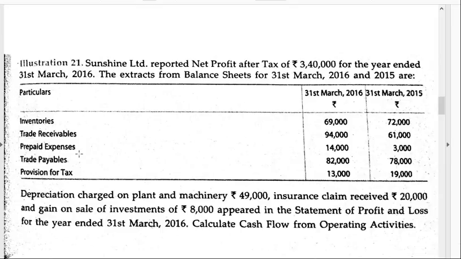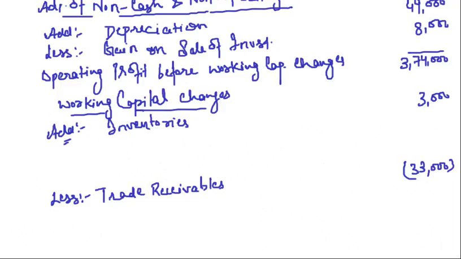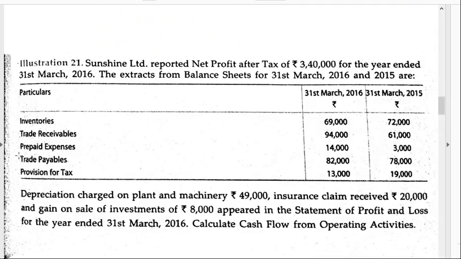Next. Prepaid expenses. Prepaid expenses is again our current asset. Right? This you all know. Our current asset has increased from 3,000 to 14,000. There is an increase of 11,000 in the current asset. So any increase in current asset will be subtracted because the current assets move in opposite direction. Prepaid expenses is 11,000. Clear?